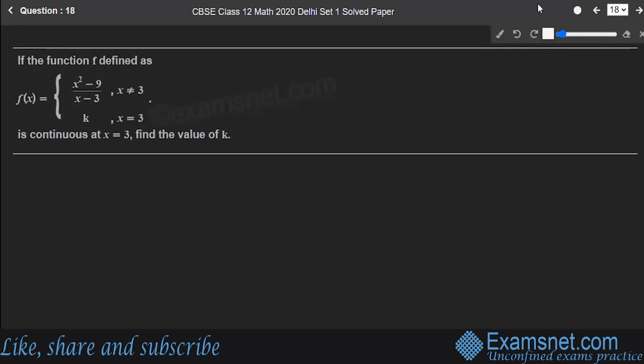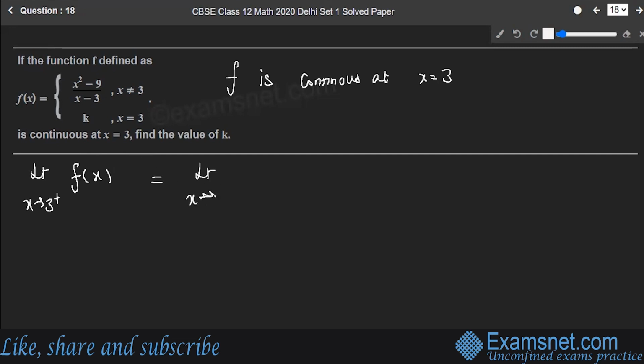Question number 18: if the function f is defined as f(x) is equal to this when x is not equal to 3, and it is equal to k when x is equal to 3, and it is continuous at x is equal to 3, then you have to find out the value of k. You're given that the function is continuous at x is equal to 3. That means the right hand limit of the function is equal to the left hand limit of the function, which is equal to f of 3. This is the right hand limit, left hand limit. I'll simplify this function first.